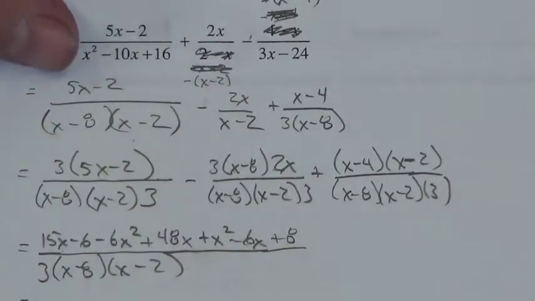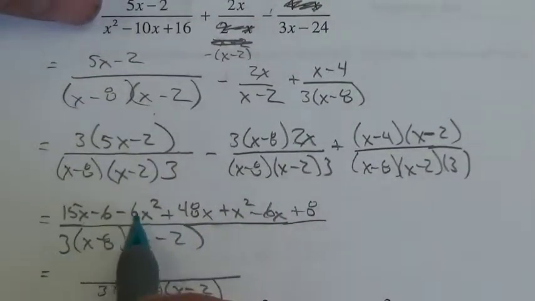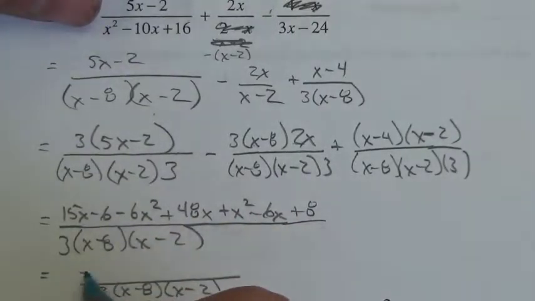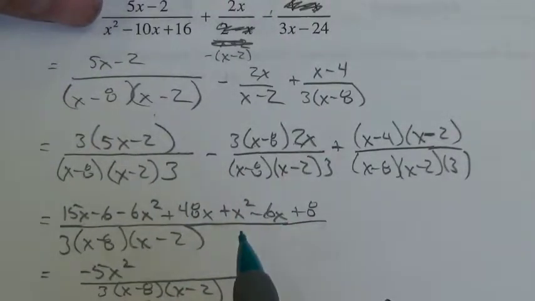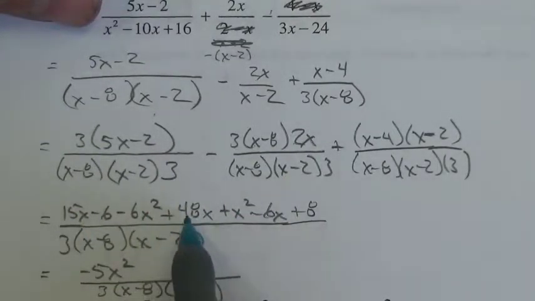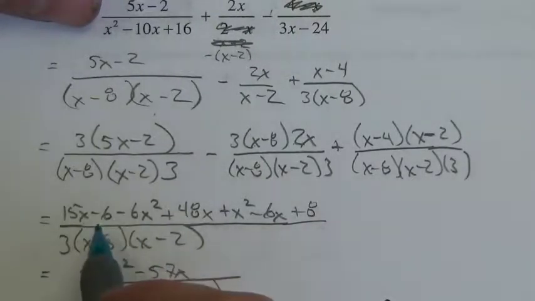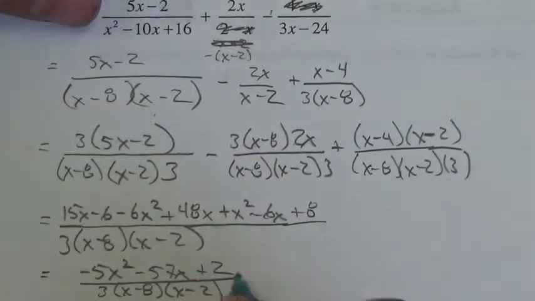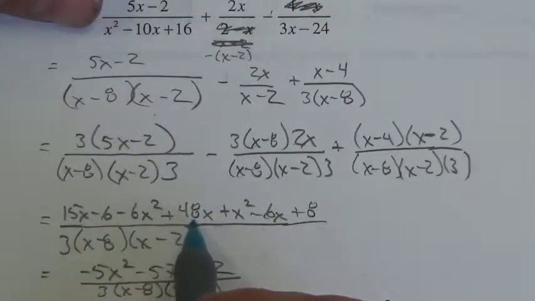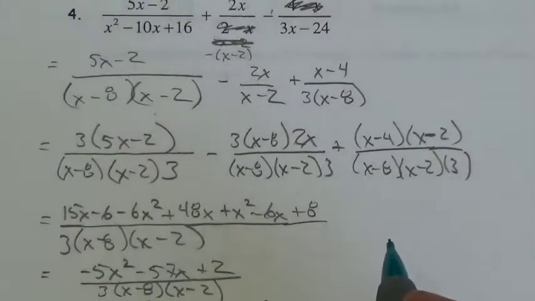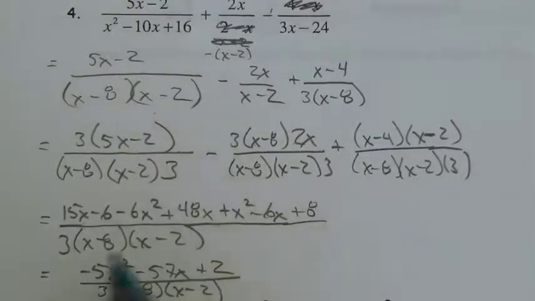Let's put together the like terms. I've got a negative 6x squared and a positive x squared, so it'll be negative 5x squared, okay. I have got a 15x, a 48x, so putting that together, that is going to be, what is that, 63x. Minus 6x will be minus 57x. And then I've got a negative 6 and a positive 8, so it'll be positive 2. Now I'm just going to double check that. 63 minus 6, yeah, 57. Okay, now I need to simplify that.